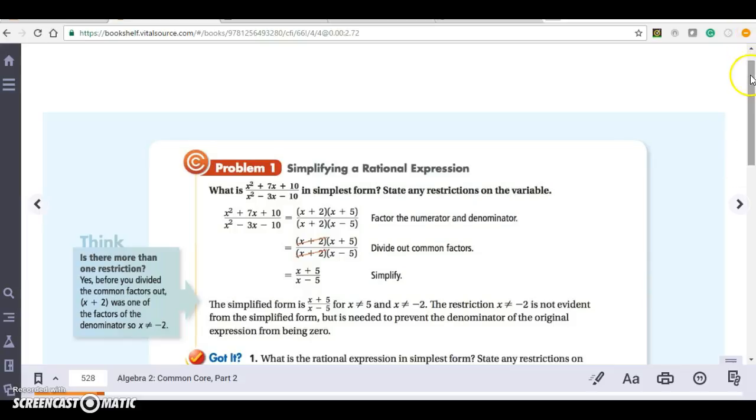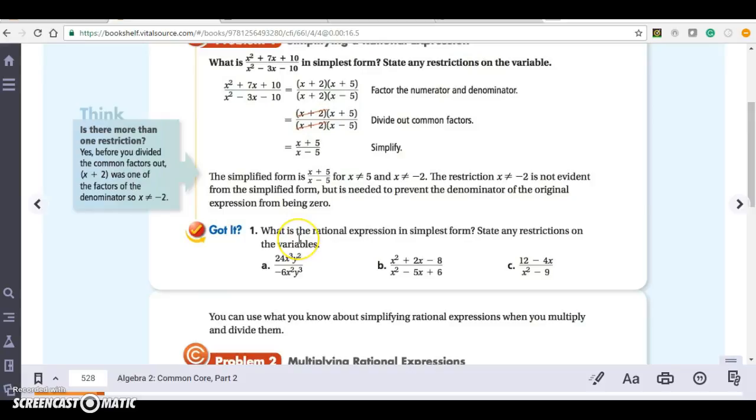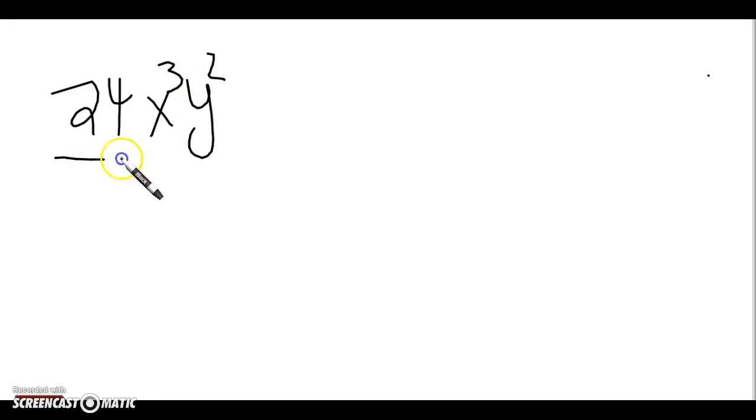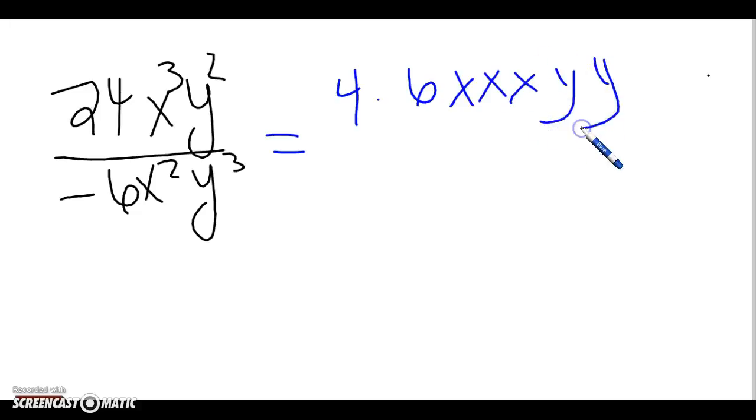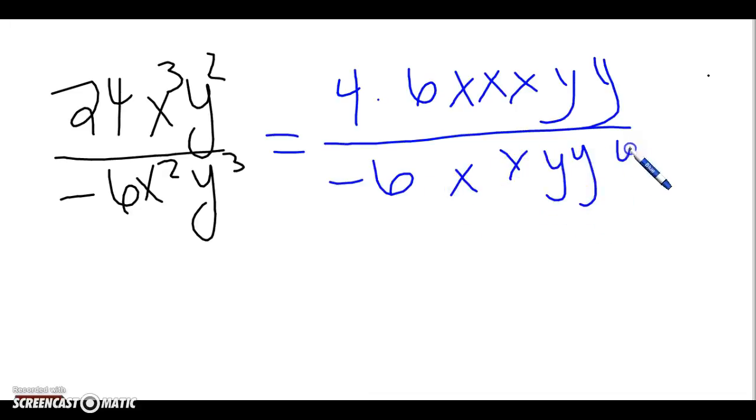All right, so let's take a look. It says, what is the rational expression in simplest form? State any restrictions on the variable. The first one is 24 x cubed y squared over negative 6 x squared y cubed. For this one, I can factor it or I can look at it, whichever you prefer. If I factor this, I say 4 times 6, and I have x, x, x, y, y. There are no plus and minus signs. And negative 6, x, x, y, y, y.